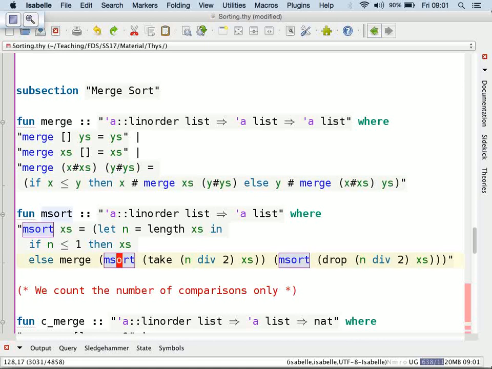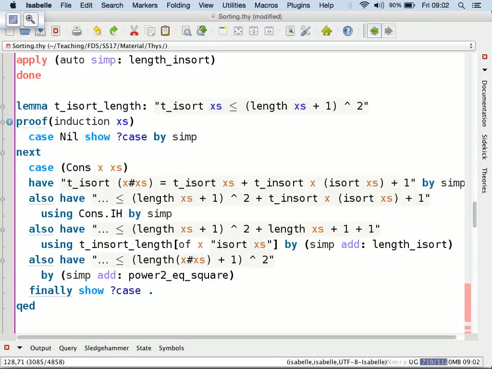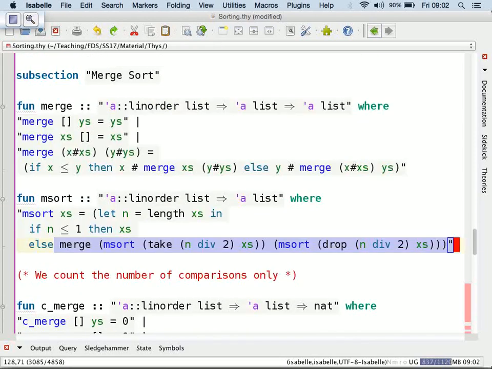If you look at this expression, all the comparisons in this expression come from the two recursive calls of merge sort and the merge. So there's no +1. We're just counting comparisons. Oh, sorry, I meant comparisons between elements. Yes. We count the number of comparisons between elements.